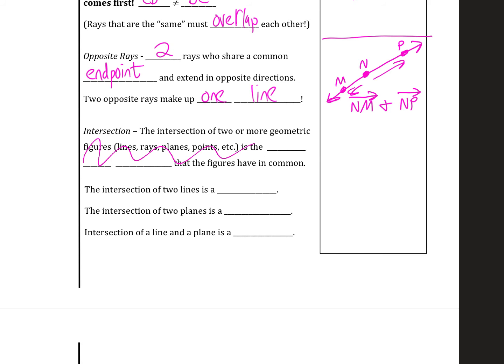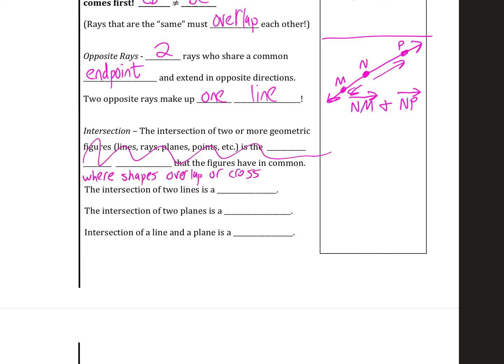We are going to talk about intersections here. I don't like this definition here. Intersection, all we need to say for that, is where shapes overlap or cross.